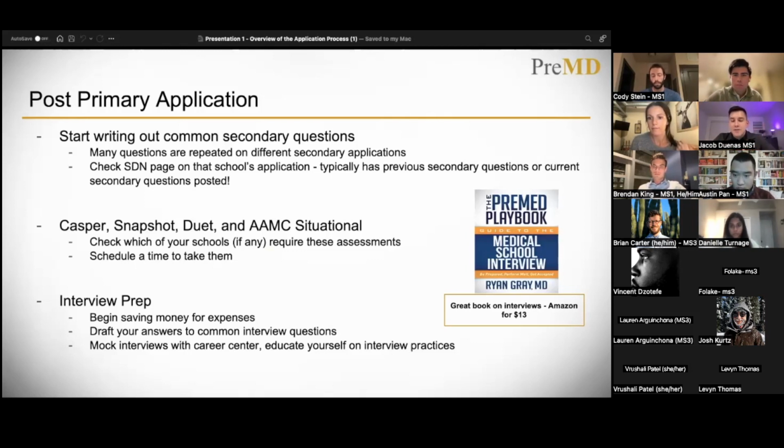Like I said, a lot of schools send back secondaries. It's quite common for a lot of people to get secondaries back. I was reading through the chat, and I think Olivia mentioned that it can get very, very overwhelming very quickly, especially when you're getting all of these secondaries back from schools right after another.